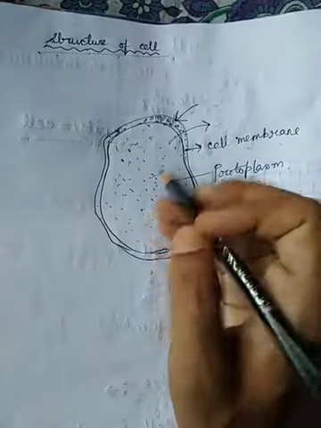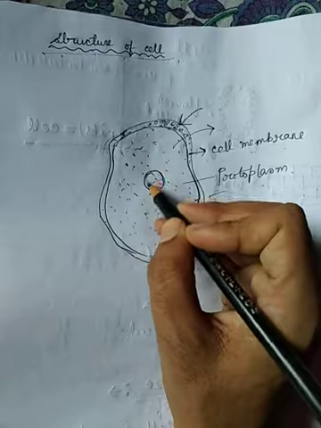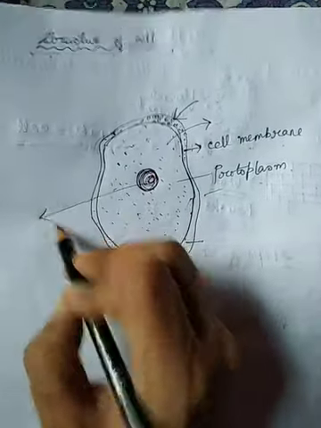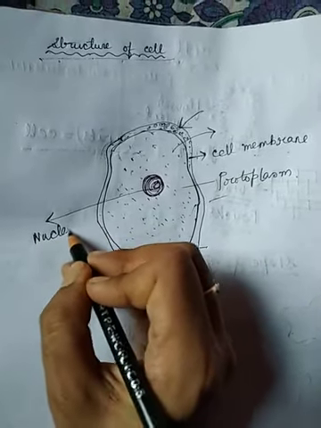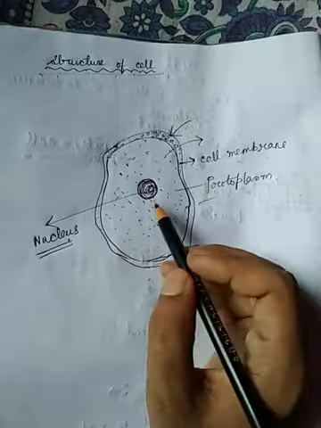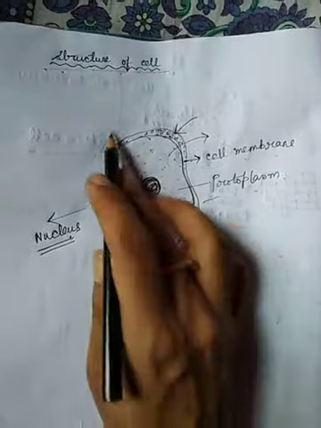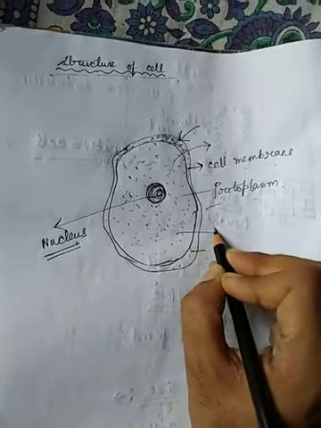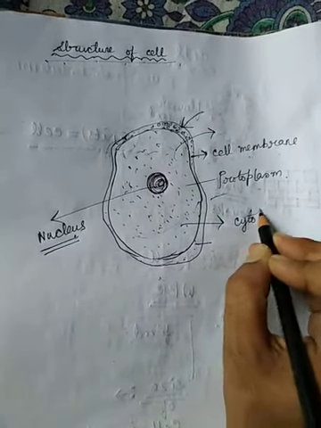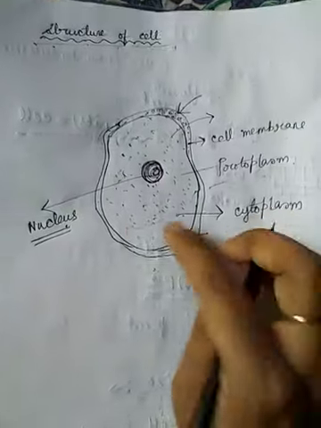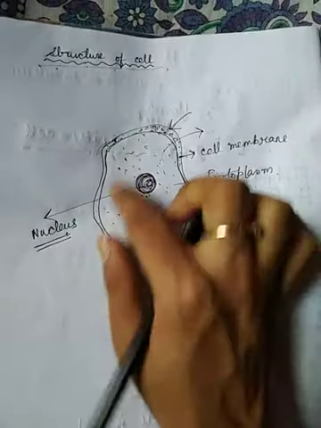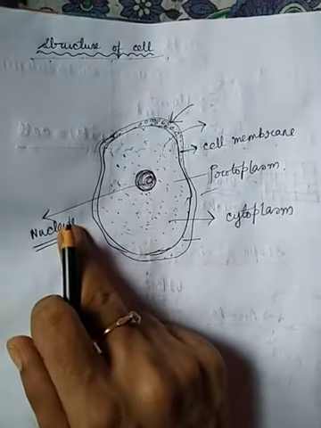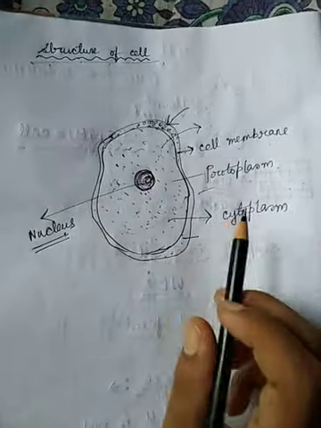In the protoplasm, in between, there is an oval spherical structure. This is called the nucleus, which is the main controlling part of the cell. The rest of the portion is called cytoplasm, which is a jelly-like substance. The total portion is known as protoplasm. In the protoplasm there is a spherical structure called the nucleus, and the rest is the cytoplasm.